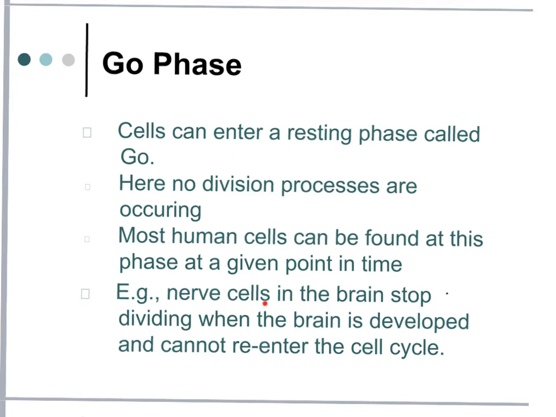Examples of that are nerve cells in the brain. Once the brain is developed, we stop creating new nerve cells. And so these cells will not re-enter the cell cycle. So at any given point of time, most human cells will be in this cell cycle arrest phase, because that's just where most cells are spending their time. And eventually they'll enter the cell cycle and begin the process of mitosis, or cell division.